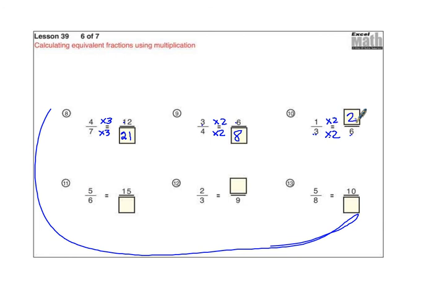On number 11, we're going from 5 to 15 here. 5 times 3 is 15. So 6 times 3 is equal to 18. Number 12, how do we go from 3 to 9? 3 times 3 is 9, so 2 times 3 is equal to 6. All right, and number 13, how do we go from 5 to 10? We multiply by 2, so I have to multiply the 8 by 2 as well to get 16.